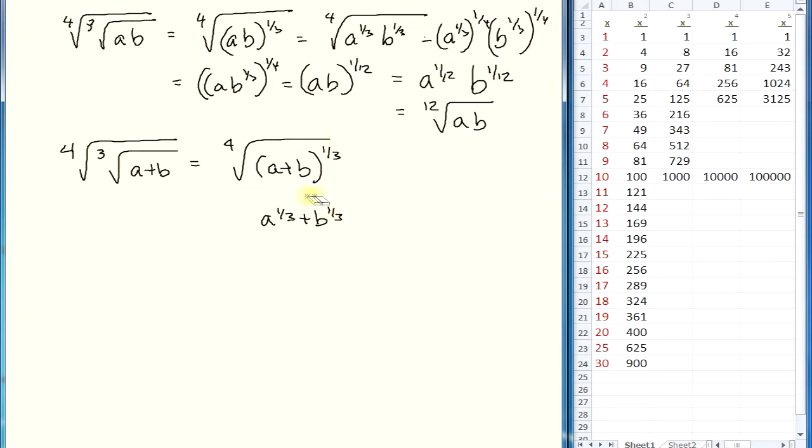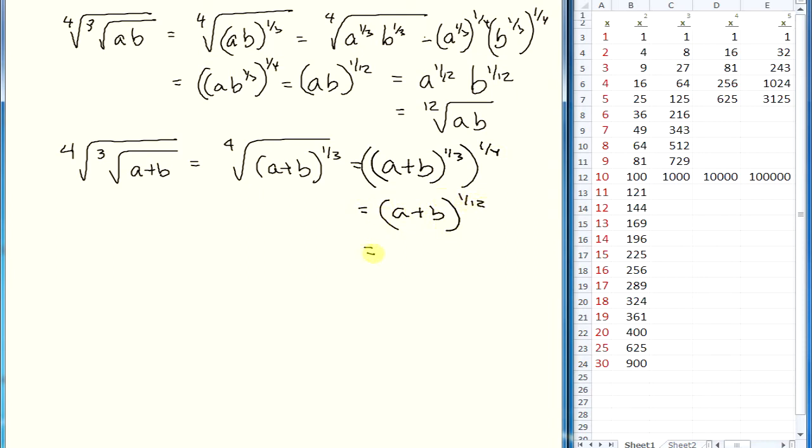So don't do any of that kind of stuff and focus on just simply saying, I'll take A plus B, raise it to the 1/3, raise that to the 1/4, come up with A plus B to the 1/12, or simply say the 12th root of A plus B. Just do not write the 12th root of A plus the 12th root of B, or A to the 1/12 plus B to the 1/12. This is all just very, very bad.